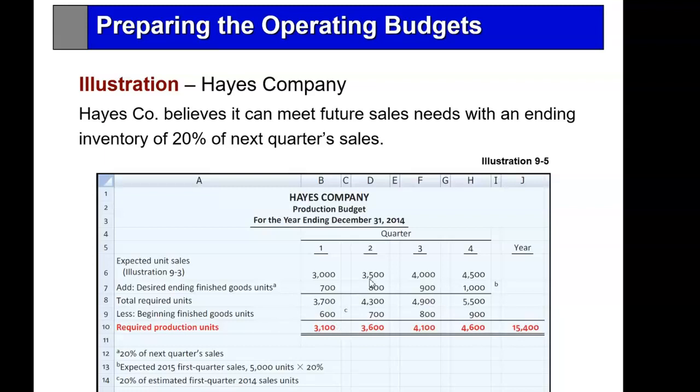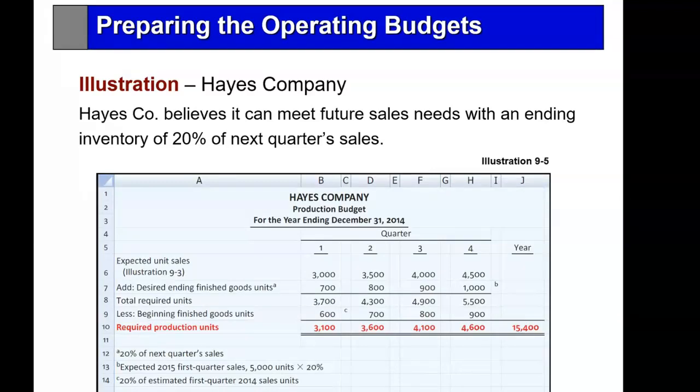Now, quarter two, I need 3,500 from the sales budget, 20% of what I need from quarter three sales. All right. So 20% of 4,000 is 800. Therefore, I need 4,300. But look, I produced 700 at the end of quarter one. That becomes beginning inventory in quarter two. So I subtract the 700 and I produce 3,600.